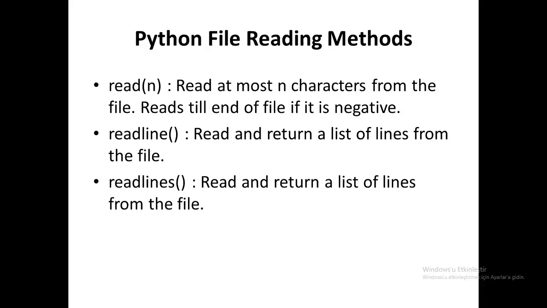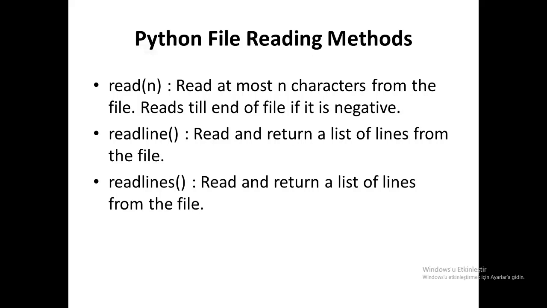Python file reading methods. There are various methods available with file objects in Python. These are the methods we will use today. First method is read. Read at most n characters from the file. Read till the end of the file if n is negative. But if we don't put any parameter there, it will read the whole file. Second method is readline. Read and return a line from the file. And the last method is readlines. It reads more than one line. It takes every line from the file as a list.